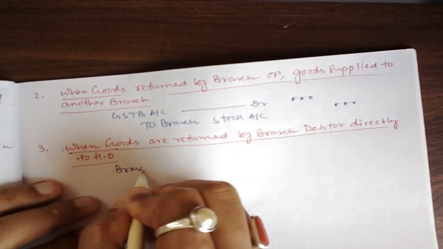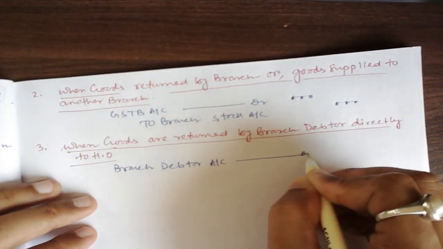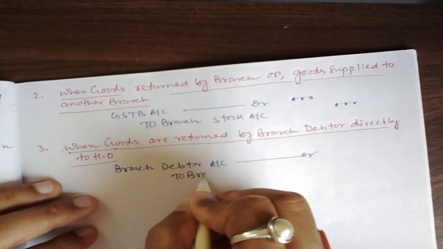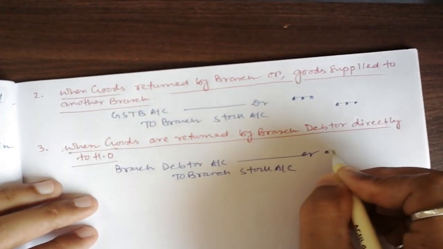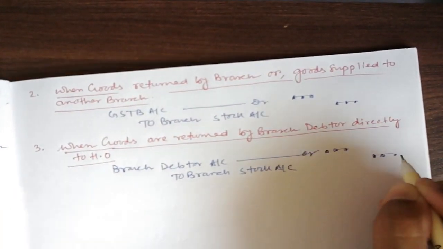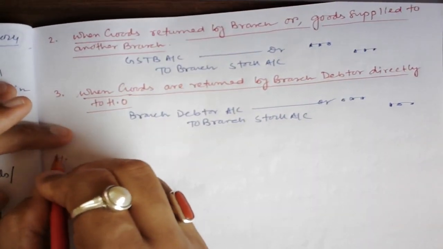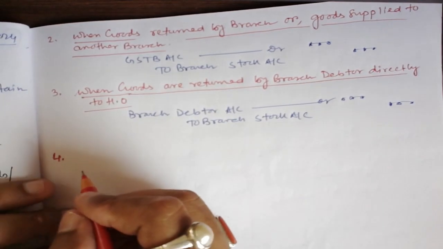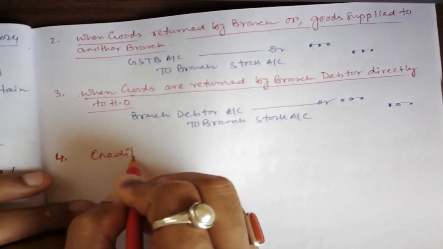Branch debtor account debit to branch stock account. That is done, sir. Now come to the fourth. Fourth is nothing but when goods are sold on credit. So credit sale, you can write credit sale simply.